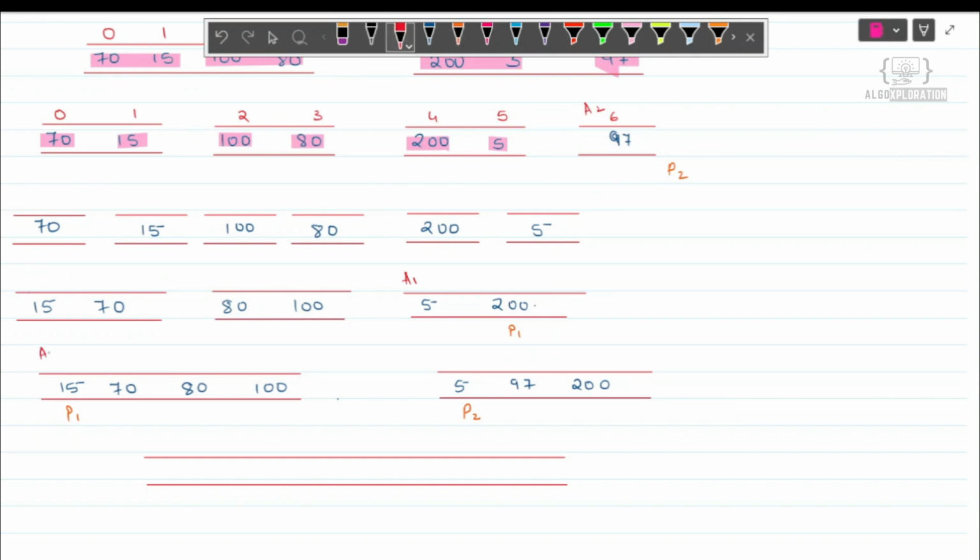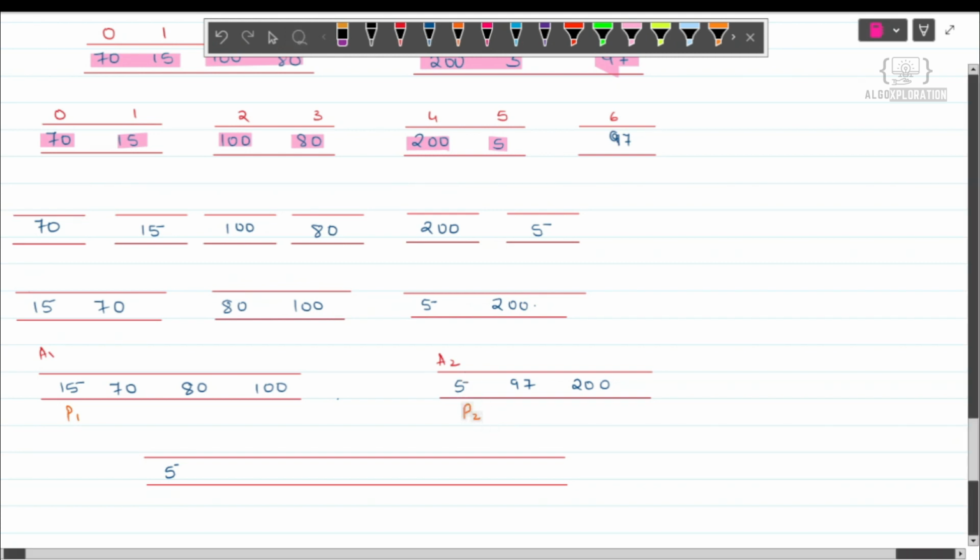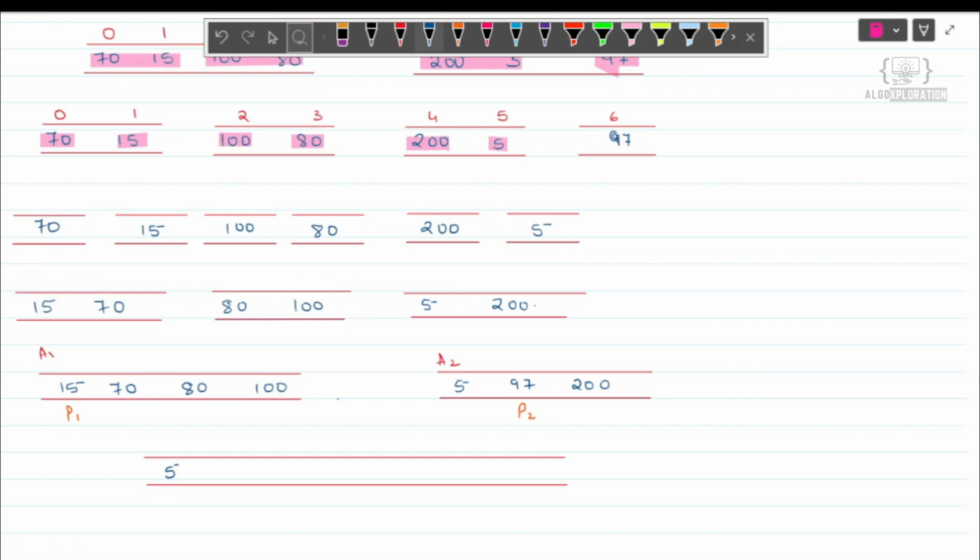This will be A1 and A2. Now let's do the comparison. Is A1 of P1 less than A2 of P2? It's not. So copy 5 here and increment P2. Again, is A1 of P1 less than A2 of P2? Yes, it is. So copy 50 and increment P1.